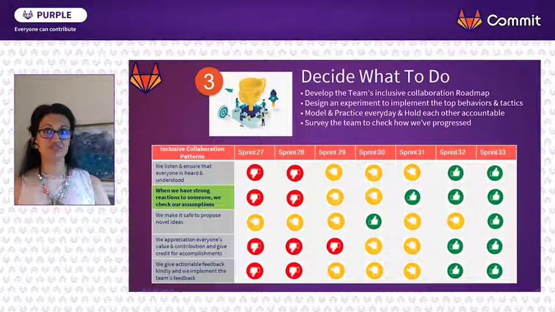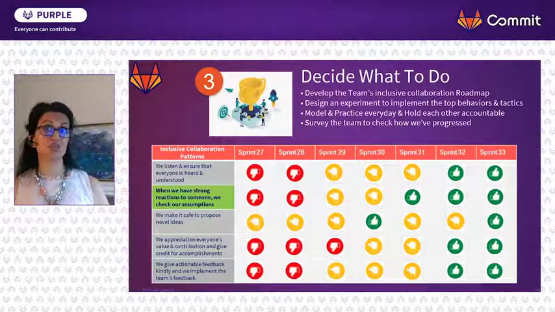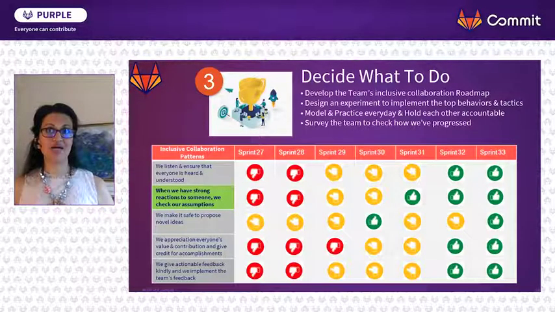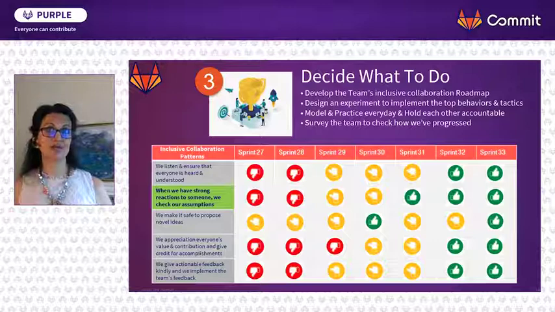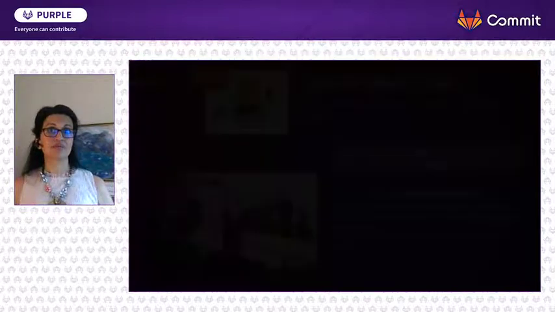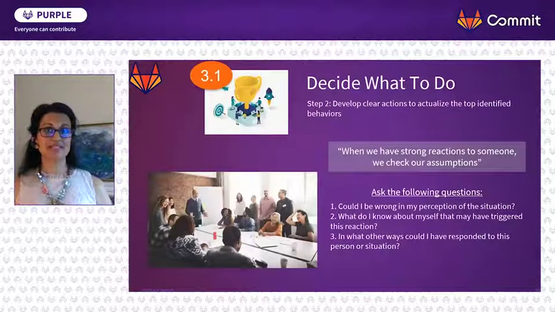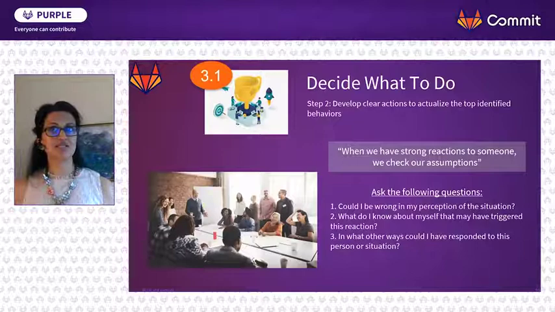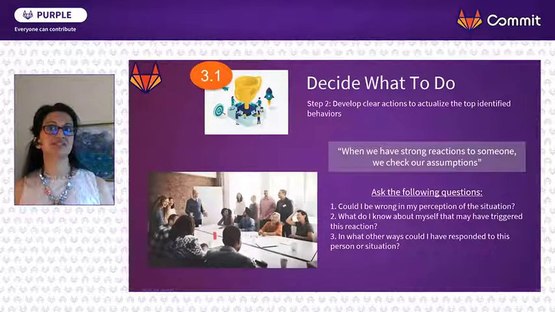I worked with a team who wanted to drive more accountability and results. They wanted to identify actions they can do to model the most voted on tactics, and some of the most difficult tactics, in fact. So a team selected: when we have strong reactions to someone, we check our assumptions and ask ourselves why. To do this, they identified 3 questions that they would ask themselves when they faced this situation.